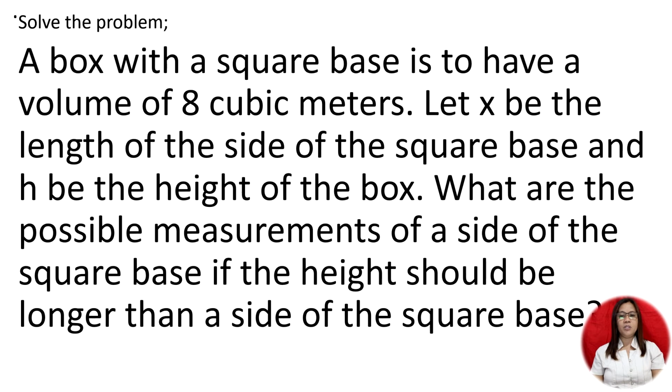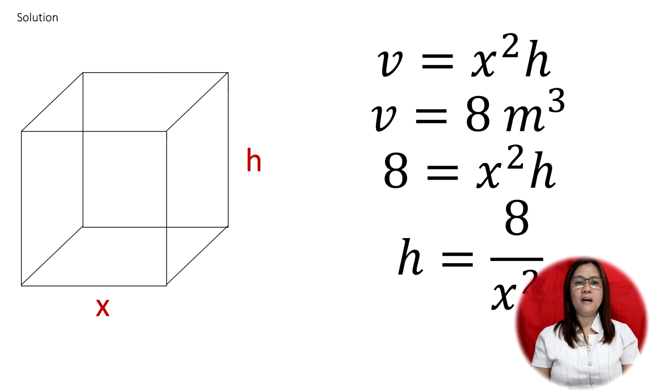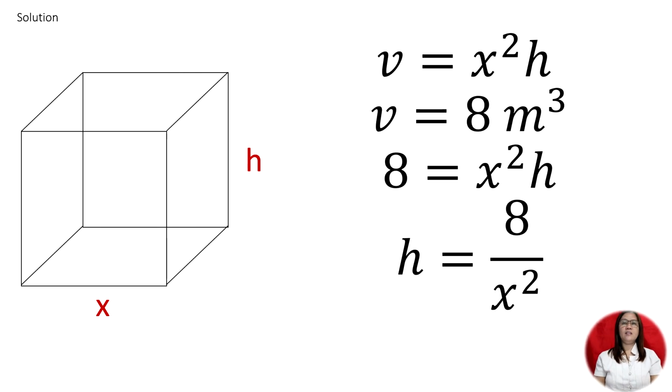What are the possible measurements of a side of a square base if the height should be longer than a side of the square base? The volume of the box is the product of its length, width, and height. Since it has a square base, the volume is equal to x squared times h, and V is equal to 8 cubic meters. 8 is equal to x squared times h, and so h is equal to 8 over x squared.